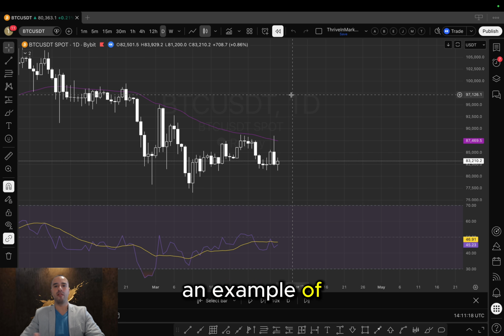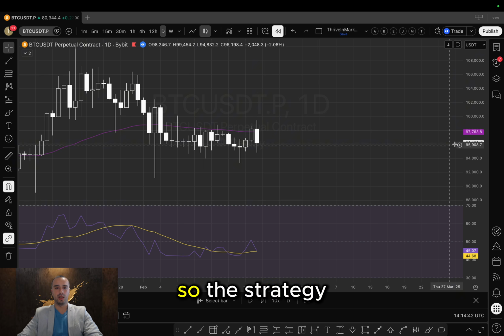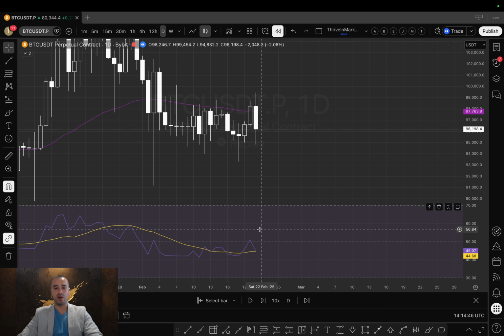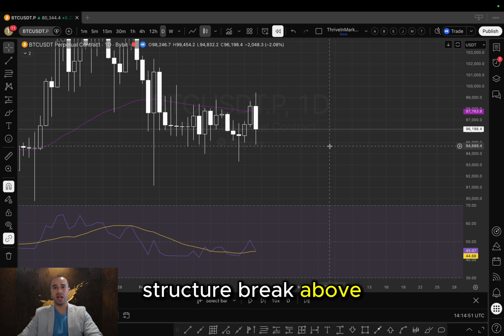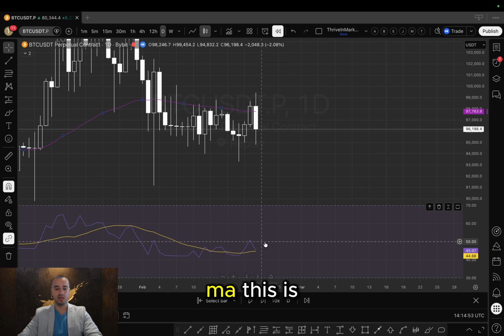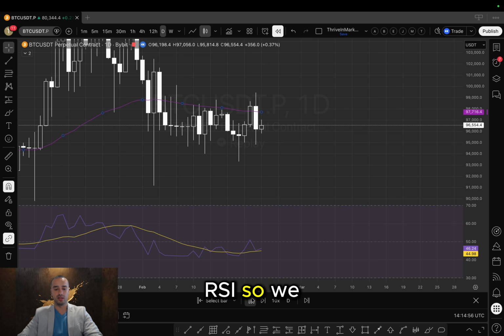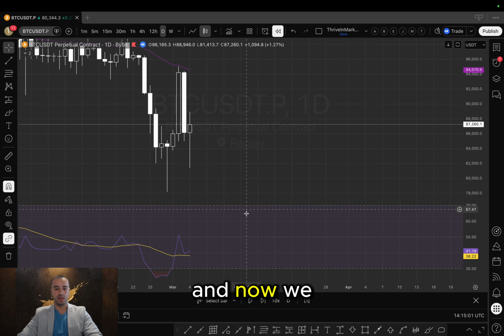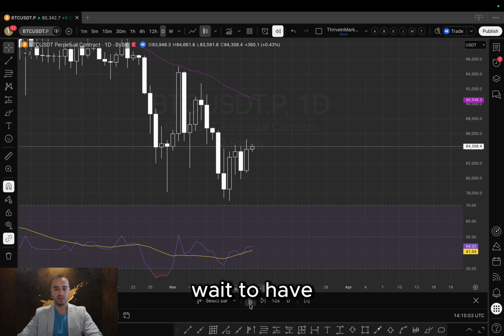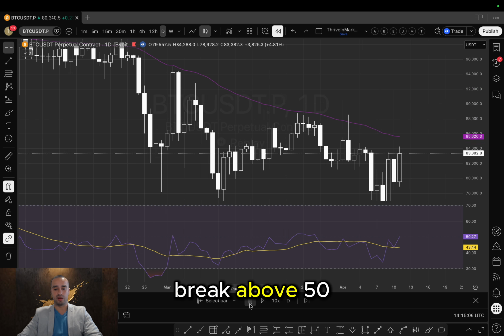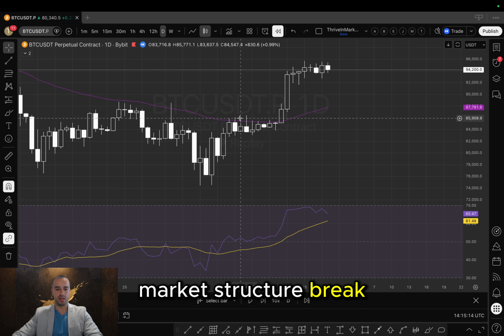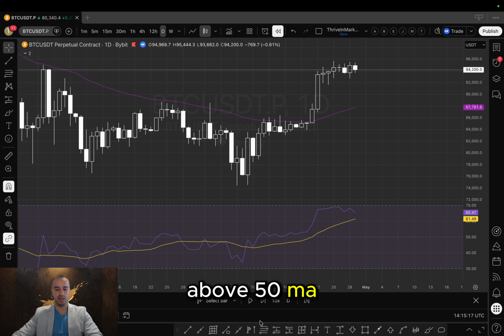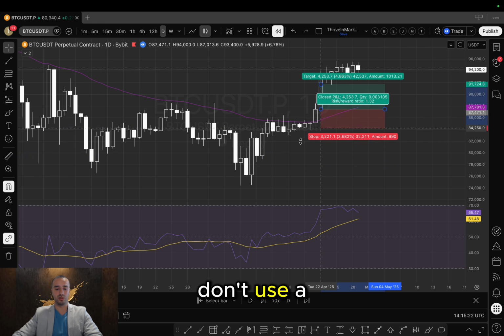An example of spot trading using Bitcoin. The strategy is we wait for RSI to go below 30 and a market structure break above 50 MA. This is the 50 MA. This is RSI. So we wait, we see RSI below 30, and now we wait to have a market structure break above 50 MA. And we see a market structure break above 50 MA. Do it, please backtest, research, don't just use a strategy.